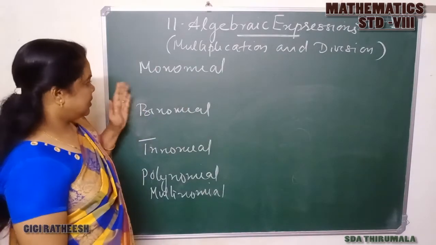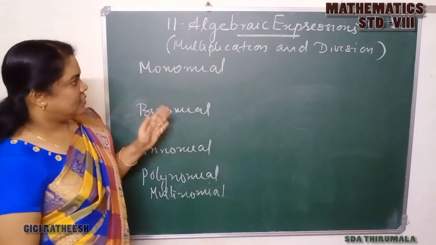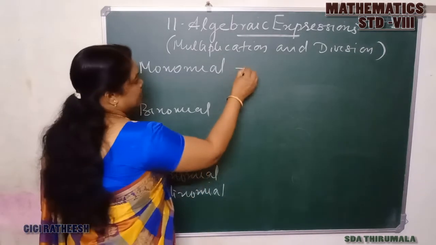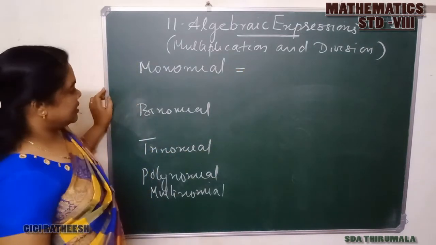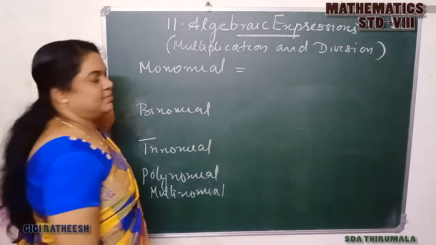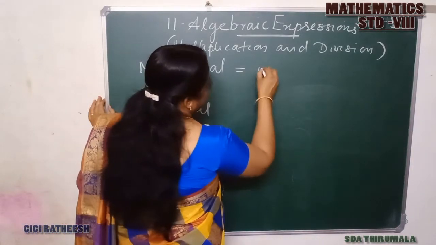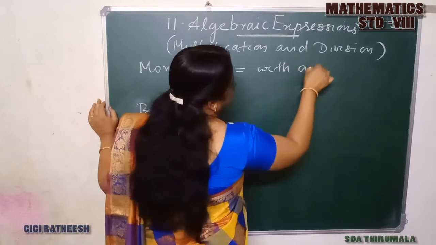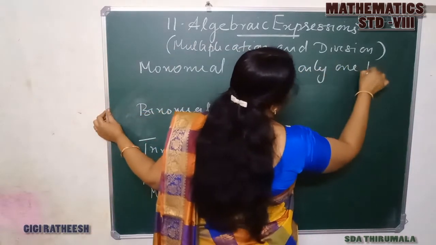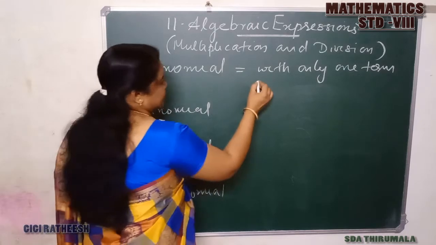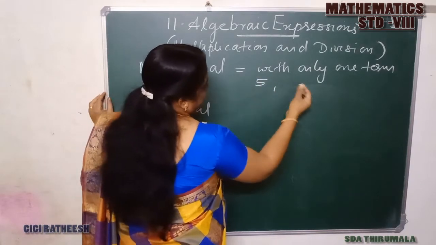Here there are different types of algebraic expressions. The first one is a monomial. What is a monomial? A monomial means an expression with only one term. An expression with only one term is called a monomial. For example, 5 is a monomial.